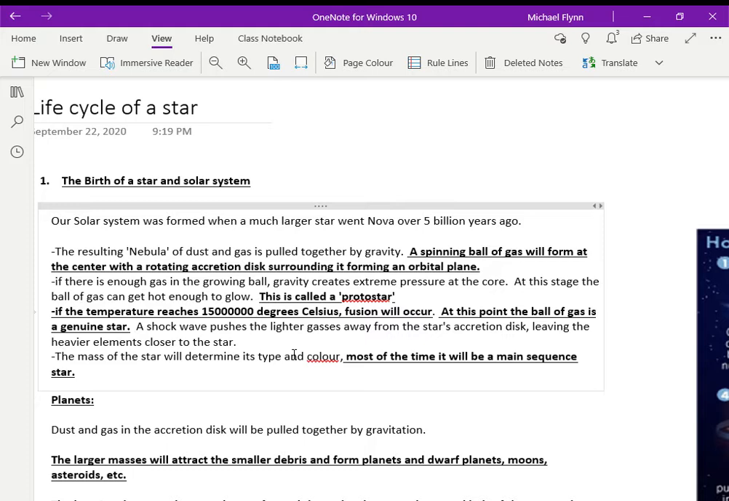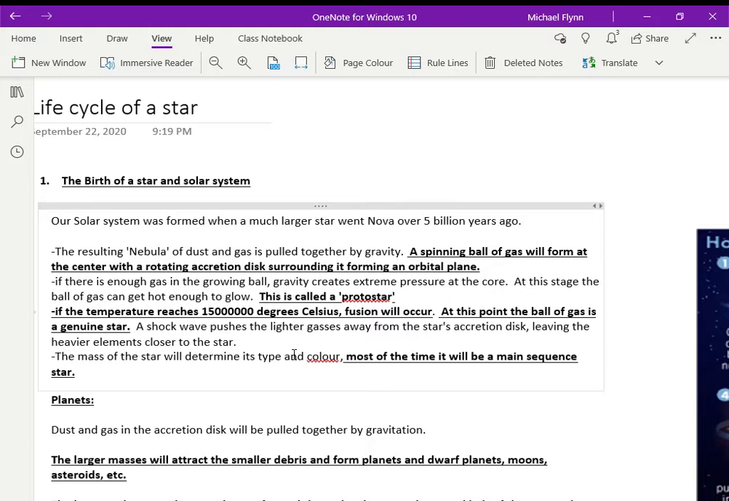Okay, so let's get right to it. Where do solar systems and stars, how do they form? Okay, so I made these notes for you. I don't want to just read them. I'm going to show you some pictures as we go along. Okay, but anyway, our solar system, we think what happened is our solar system was formed when a much larger star exploded, and that's called a supernova. We'll talk about that later, over 5 billion years ago. And when the dust settled, our solar system was born of that dust.